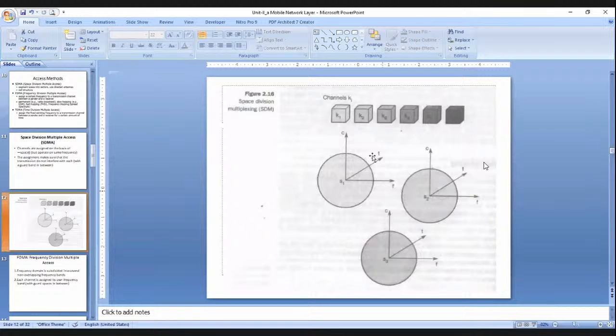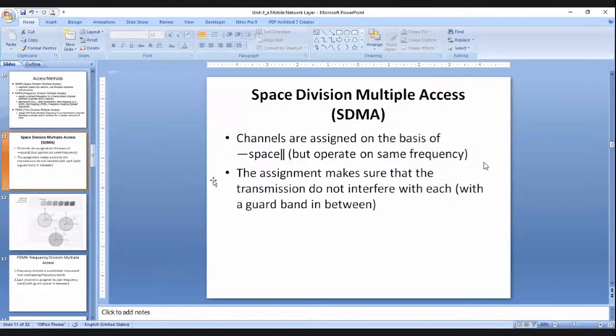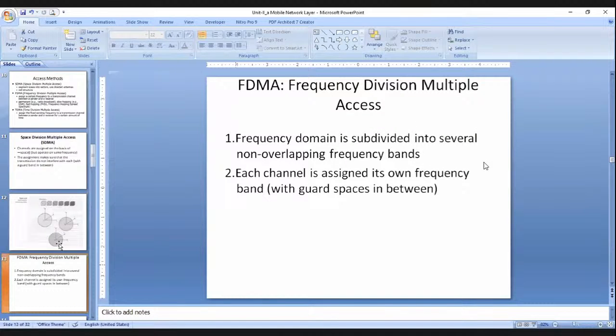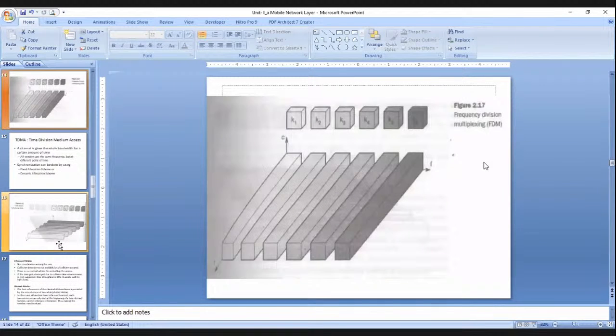Coming to the second one, it is related to frequency division multiple access. So how the media will be divided and subdivided, that would be the focus. If you see here, you have frequency bands which are separated according to the channel. To each channel, a specific frequency band will be allocated.